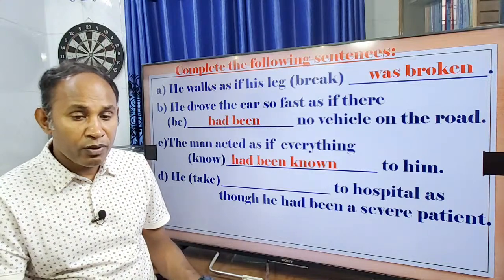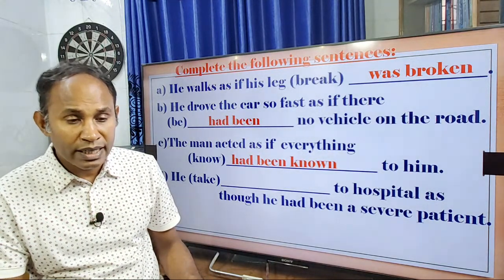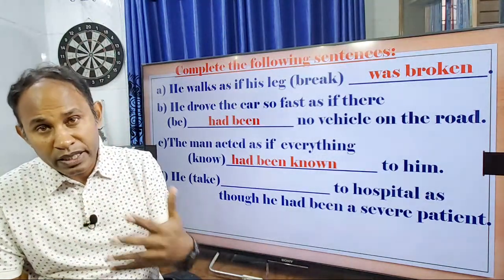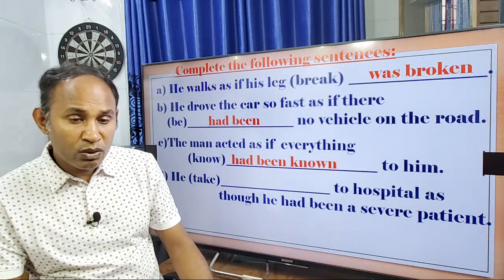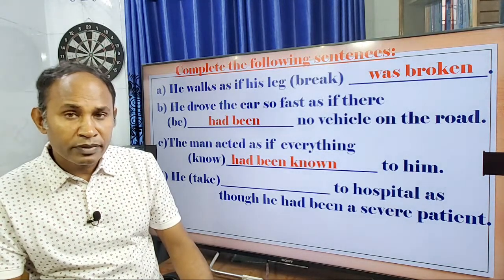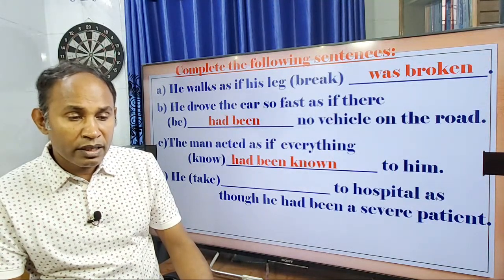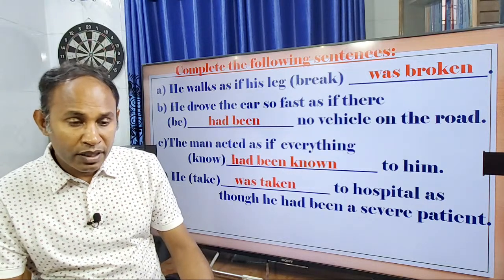You just be careful of the tense, because there must be given one tense. So you have to know the sequence of tense because you have to relate the tense. So the tense must be related, and you have to identify which tense will be there. And he was taken is the right answer.